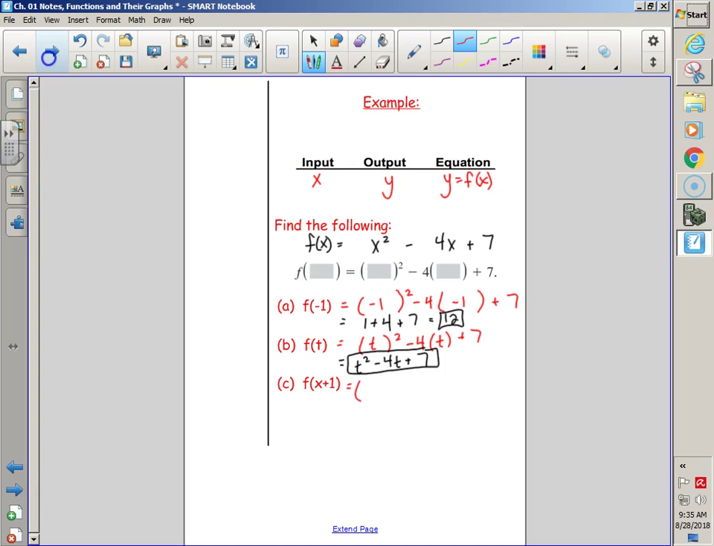Where do we put x plus 1? In the parentheses. And where do the parentheses come from? Every location of x. So then x plus 1 goes in the gray box. X plus 1 goes in the gray box.